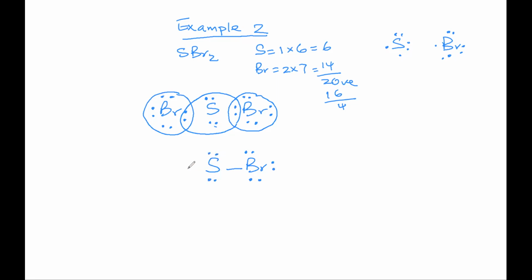They are single bonds because only 2 electrons are being shared, or 1 pair is being shared. So that's the Lewis dot structure. So we go to example 3.